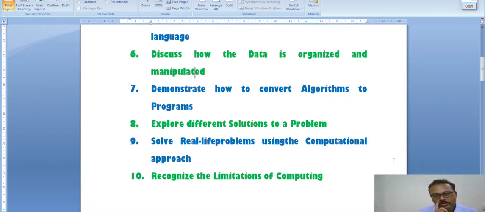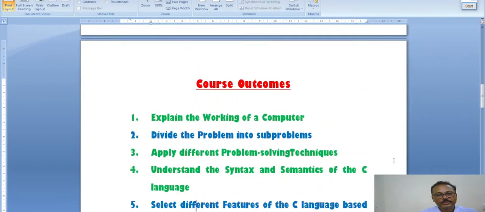Suppose you are asked to write a program to measure the beauty of a person, say Aishwarya Rai. Can you do it? It's not a computational problem. We cannot exactly measure beauty. Of course, for measuring beauty we'll take some parameters, try to quantify it, and then try to represent it as a computational problem. But certain things cannot be directly solved using computers. There are limitations of computers.